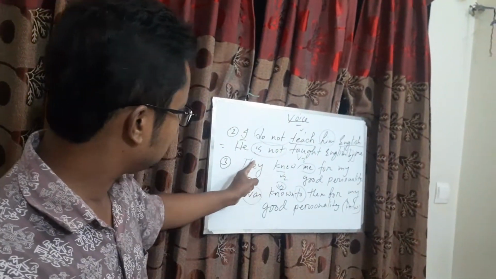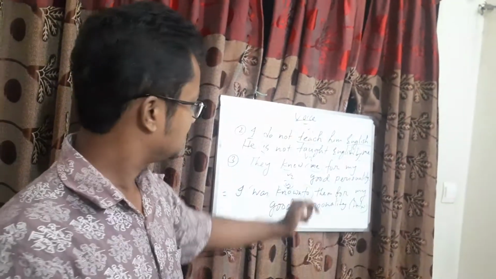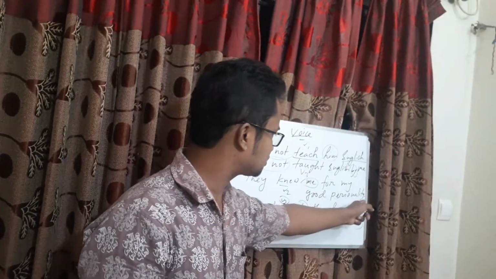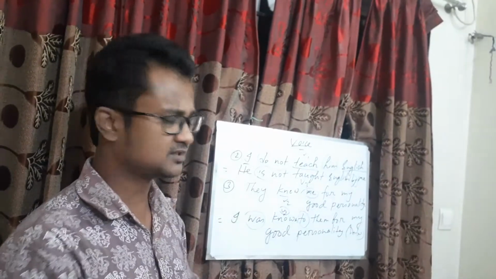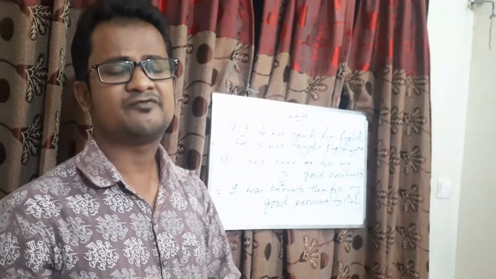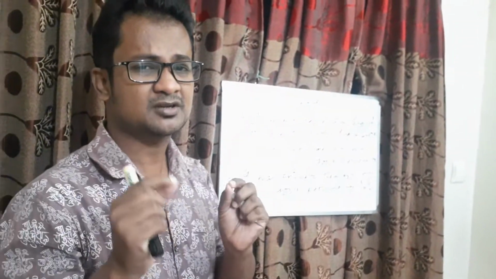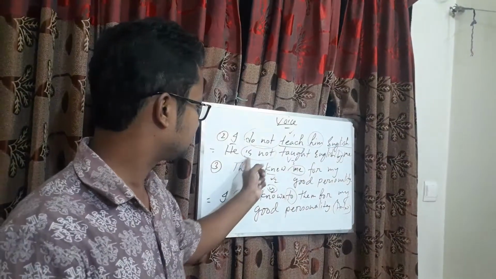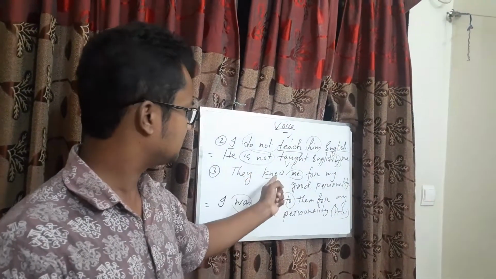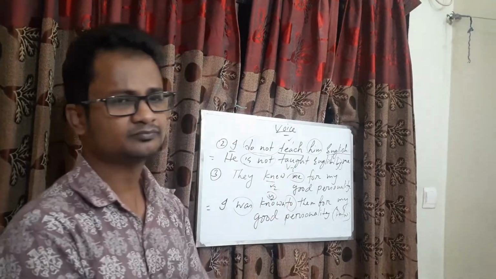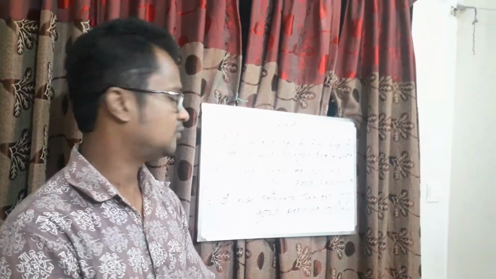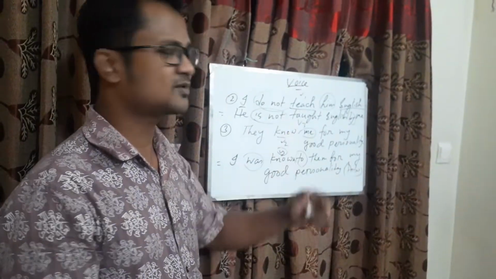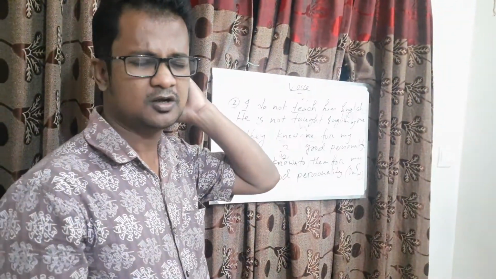So it is an active voice. In the question paper, suppose you are told to make it passive. How to make it passive? What is the subject here? We must first search for the subject. They. And what is the main verb? Knew. And after the main verb there will be the object. What is the object here? Me. Or you can ask the questions what or whom.